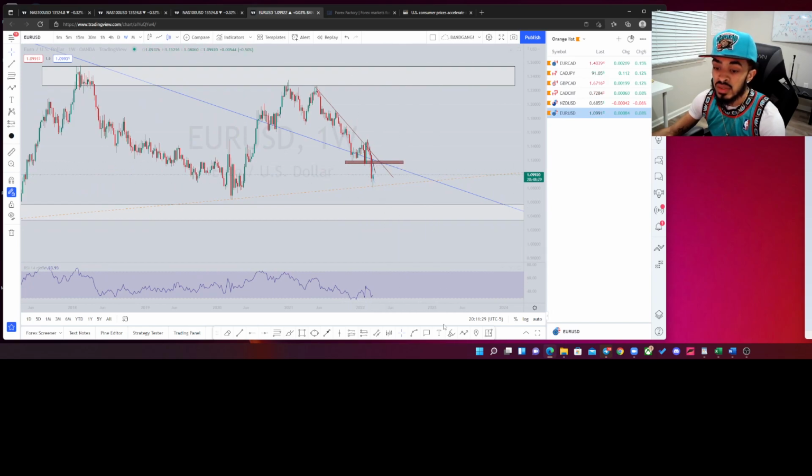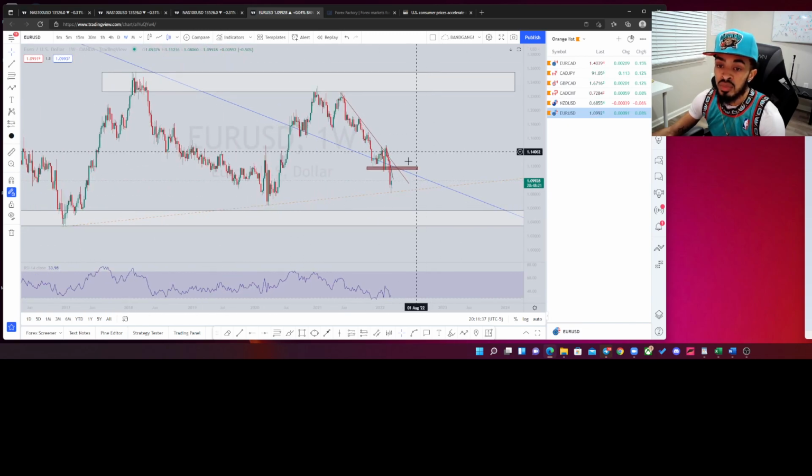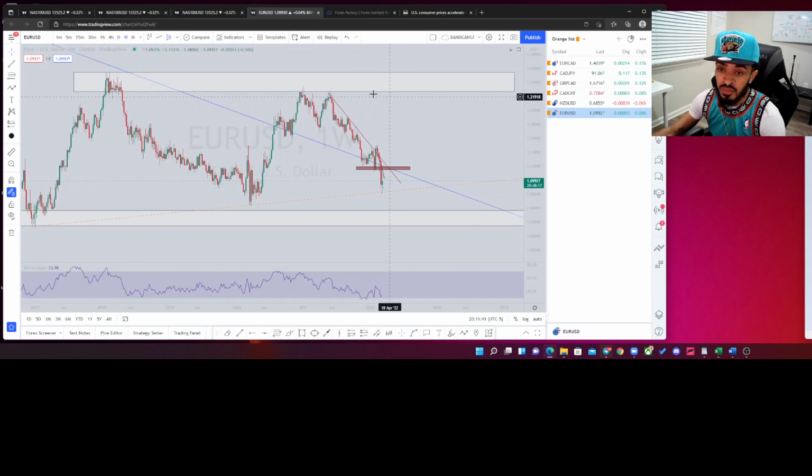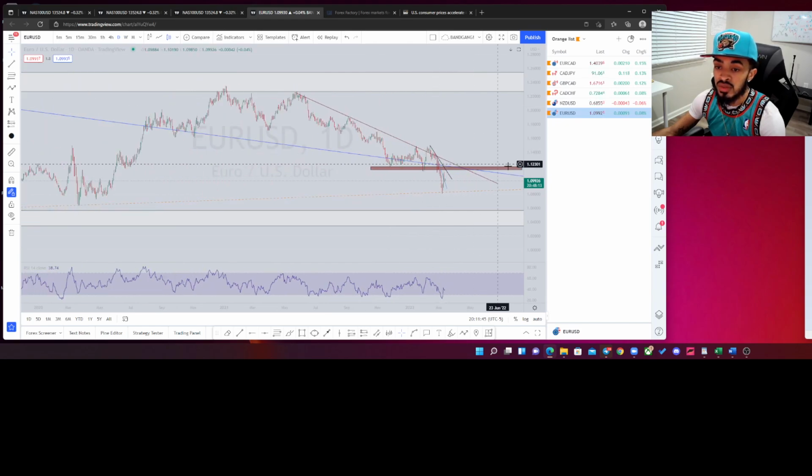So we now need to see if price is going to break this weekly trend line to take us back down to this overall monthly supply and demand zone, or if we're going to push back up and head to the upside of this monthly supply and demand zone. And then on the daily, we can see that we just broke a level of support.